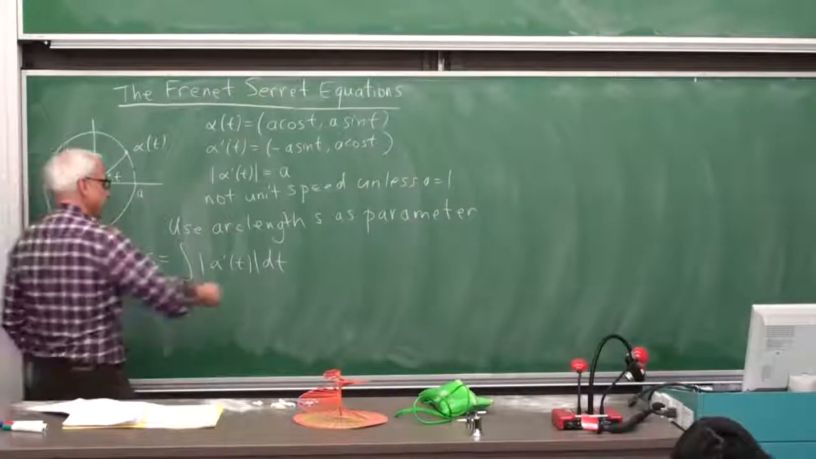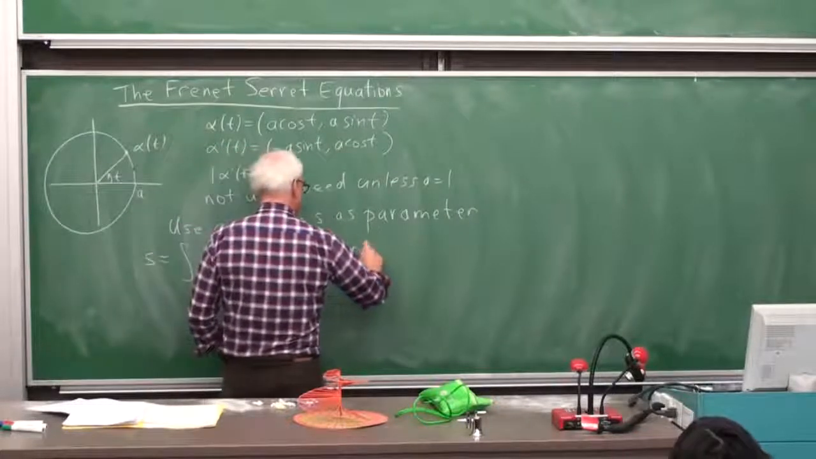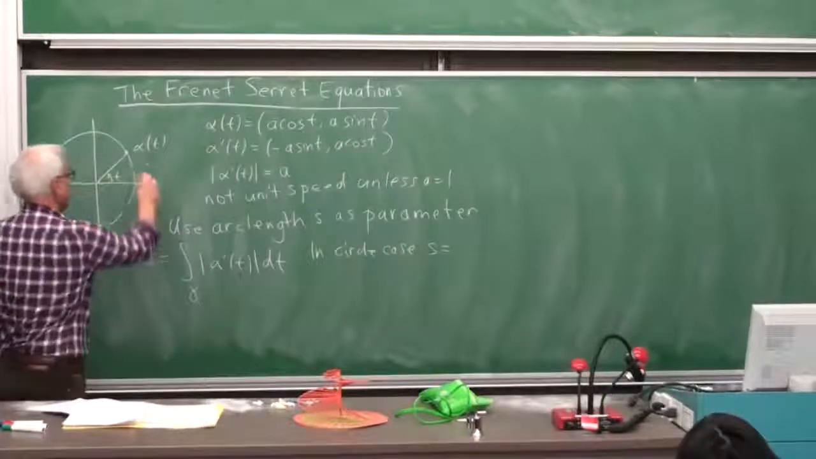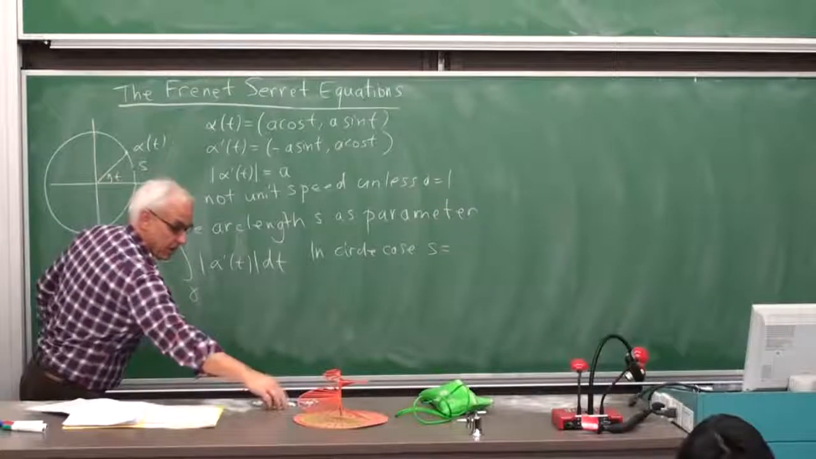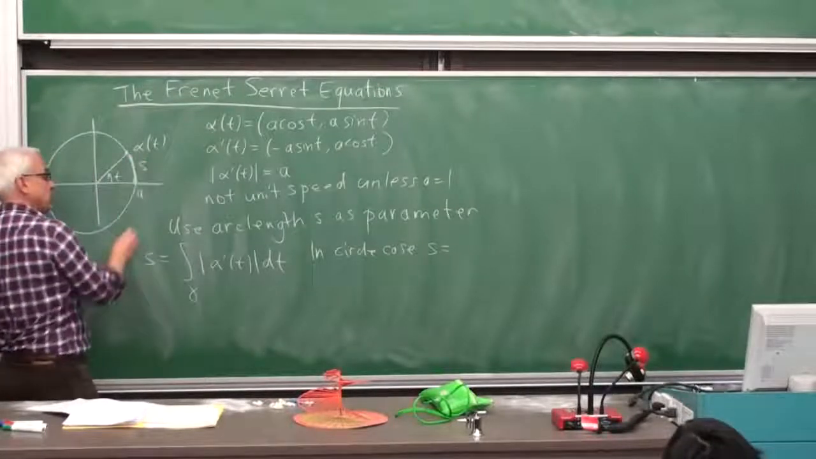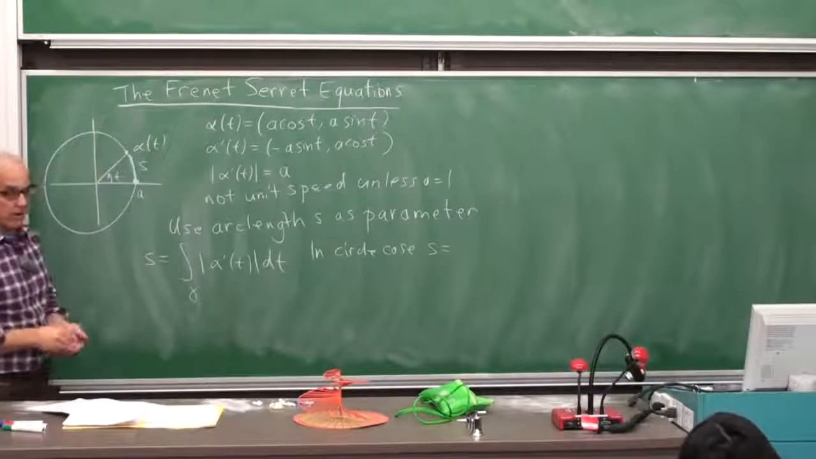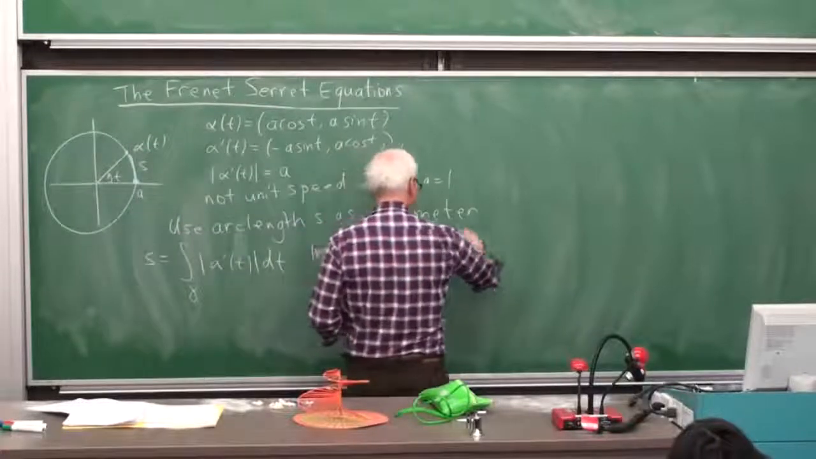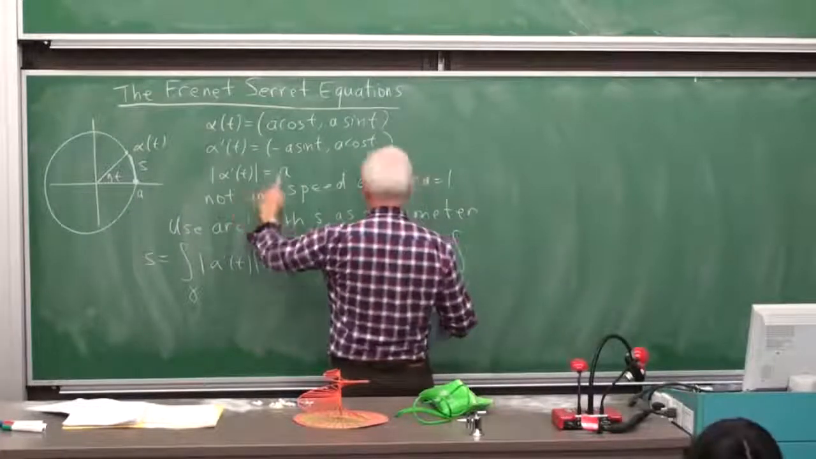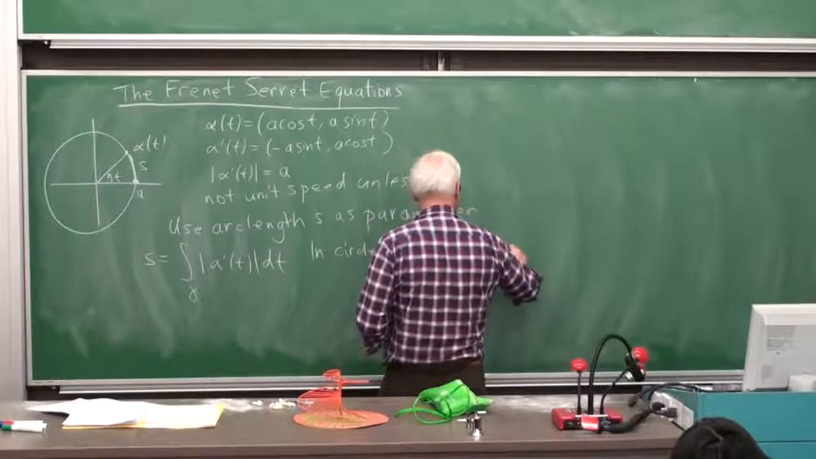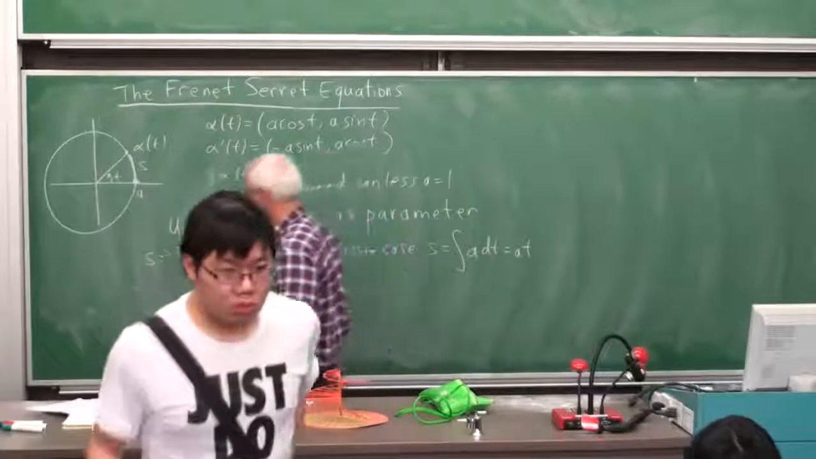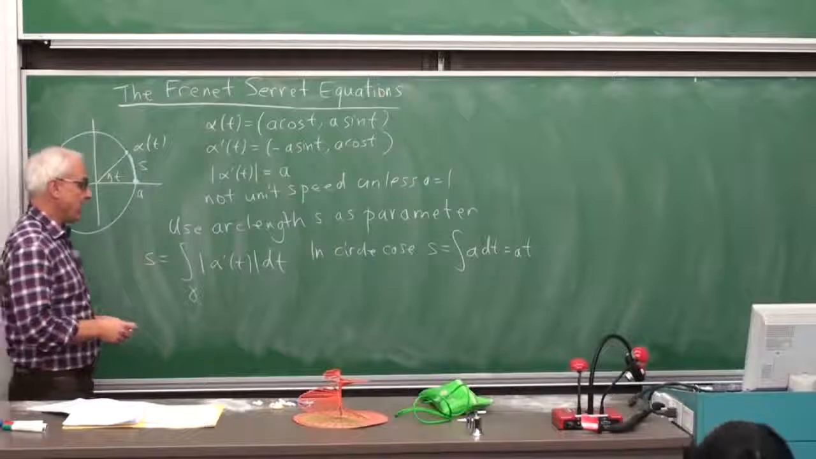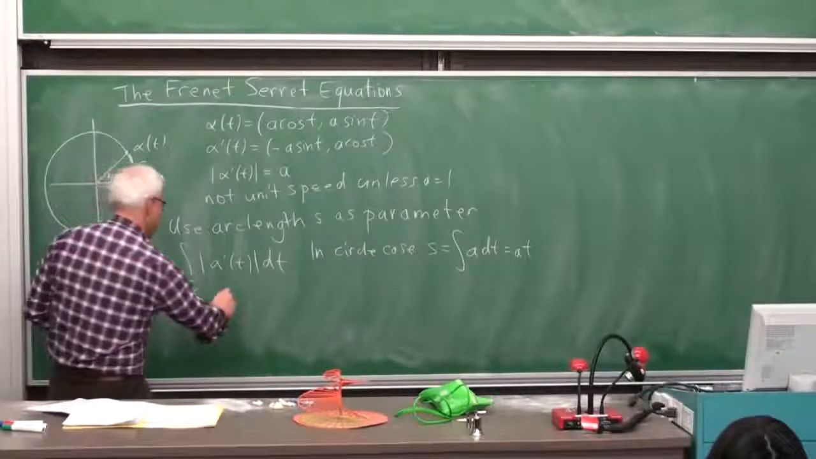So in the circle case, the arc length at a certain point, which we can denote by s, represents the length of the curve from wherever we started, let's say we're starting here, to the point where we're at. In this case, s is just equal to the integral of a dt, so that's a times t. So we can reparameterize very simply just by replacing t with s over a.